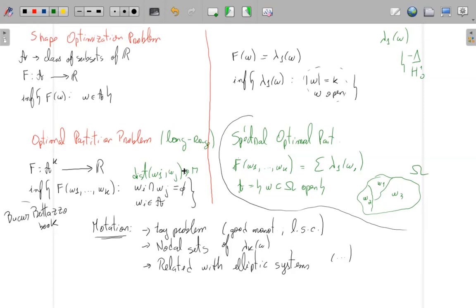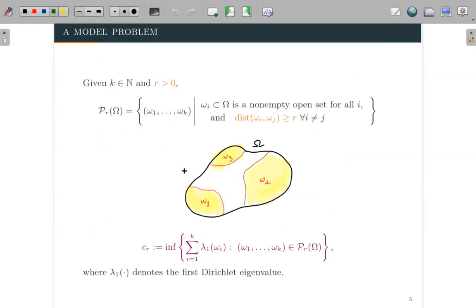Okay, now this slide is already a mess, so let me clean it up like this. So this will be my problem for today. So given a certain number k of sets and a certain distance r, I take the set of k partitions, where I have the distance between two sets of being at least r. So this is an example of a partition, so this is a no-go zone, okay? I cannot put material here, okay? And you will see that this makes the problem much harder.